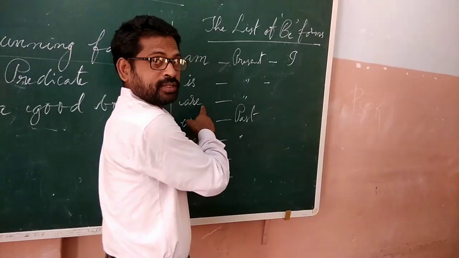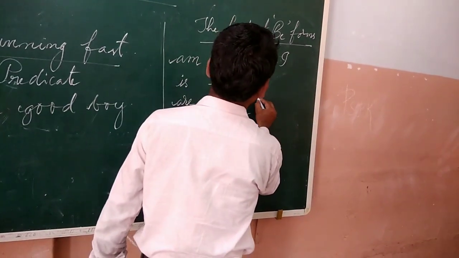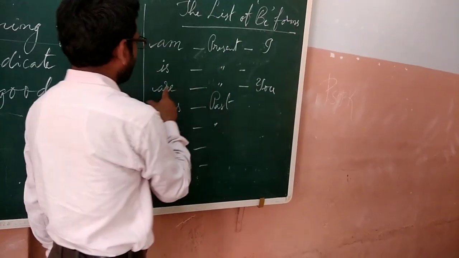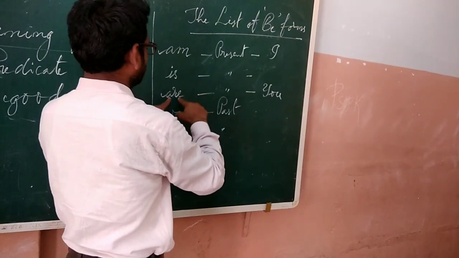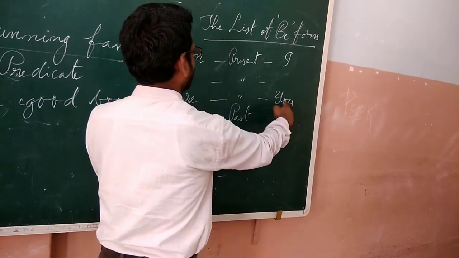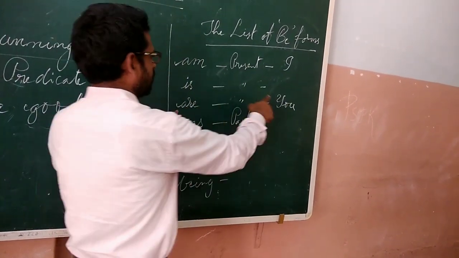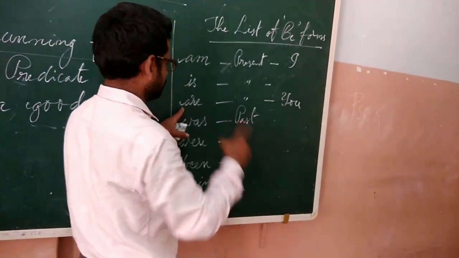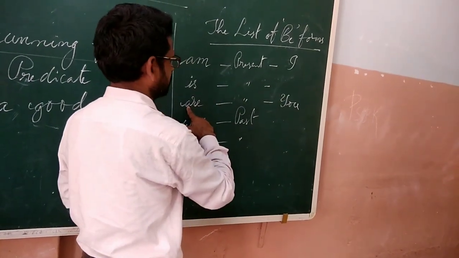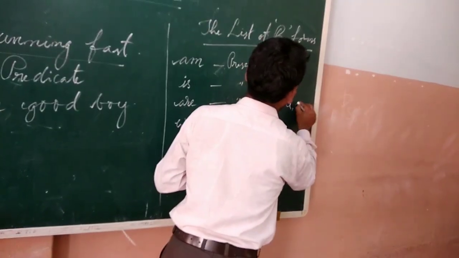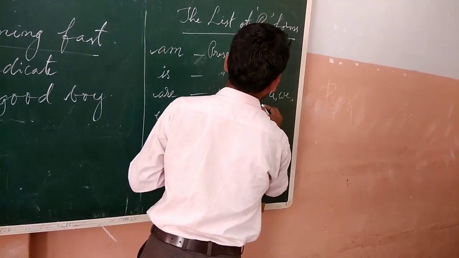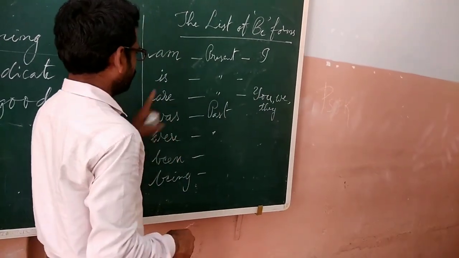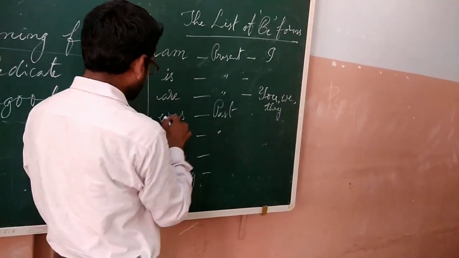Coming to are, this is present tense. We use this one with you and with the plurals. You, as a singular and plural also, is followed by are. You are a boy, singular. You are all boys, plural. For both we use are in present tense. And the other plural words, we and they. These are plurals: you, we, they. Plurals.